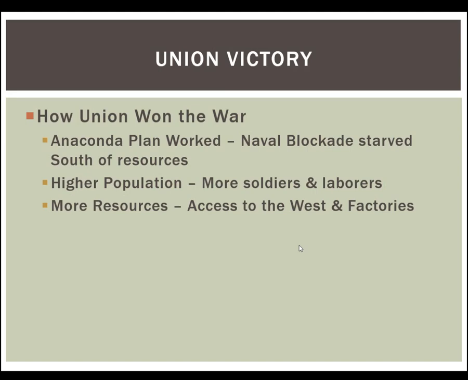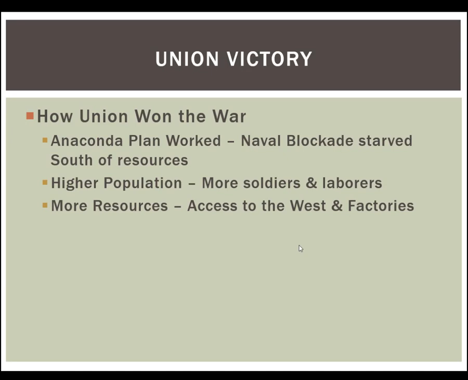So this is exactly how the Union ended up winning the war. The Anaconda Plan worked, and it worked very well. The naval blockade starved the South of resources and basically made things so desperate in the South that they ended up having to surrender.